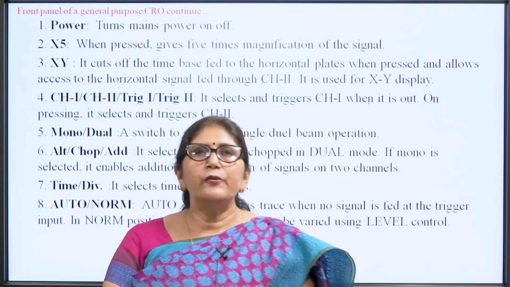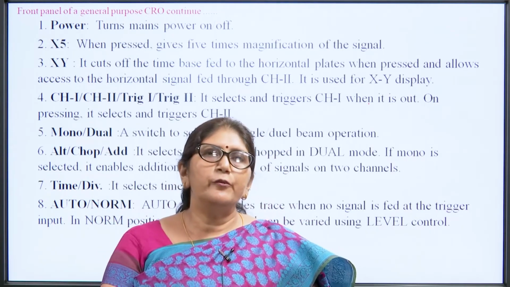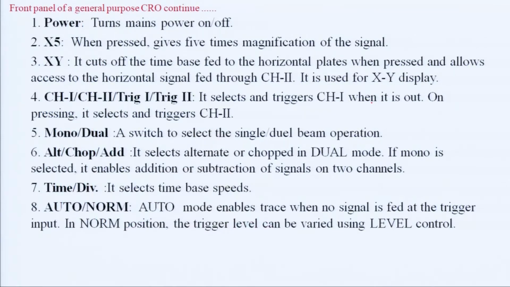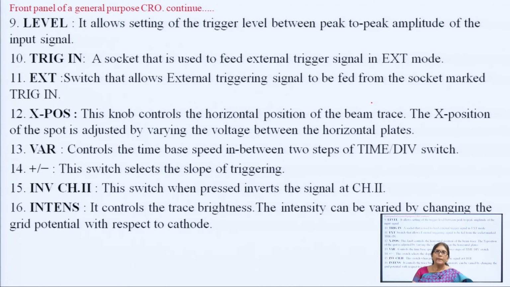Similarly, alt, chop and odd means alternate and chop, which I have already described, and if we want to add the signal, then we will press the XY button. Time per division selects the speed of the signal. Then similarly, auto and norm. In auto mode, the trace is enabled when a signal is fed to the trigger input, and in normal position the trigger level can be varied by the level knob given there.